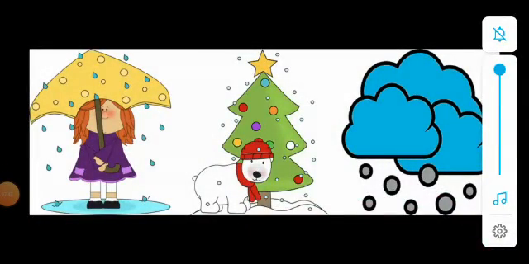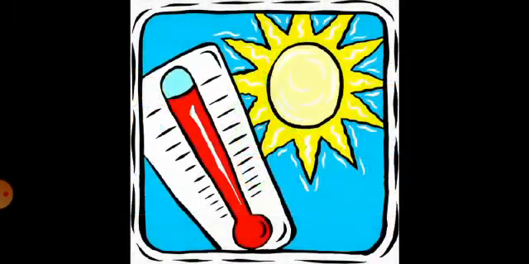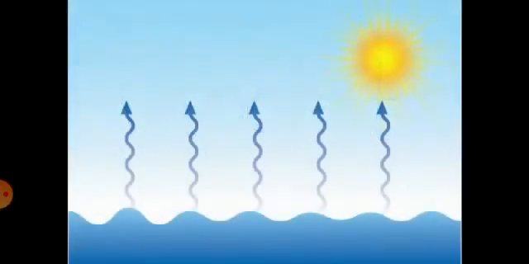Good morning, everyone. I am going to tell you how rain, snow, and hail happen. At the beginning, water turns into water vapors due to the heat of the sun. This process is called evaporation. No one can see these water vapors because they are too small.